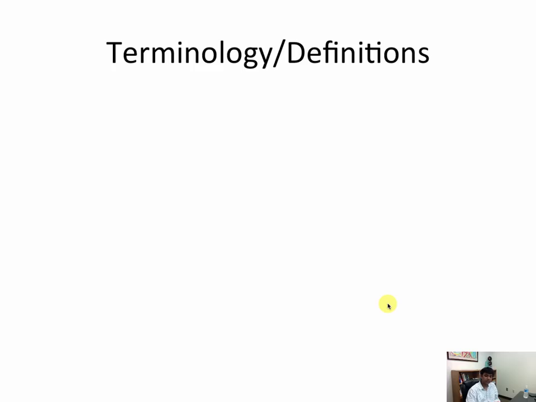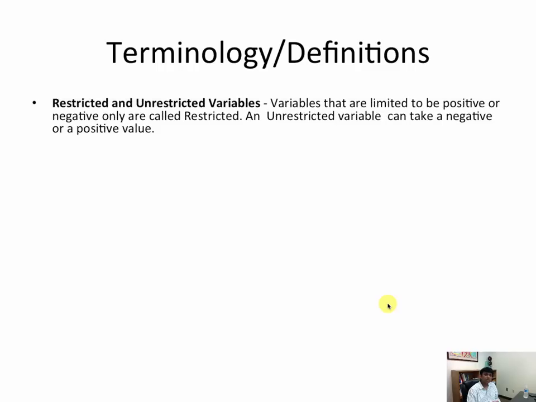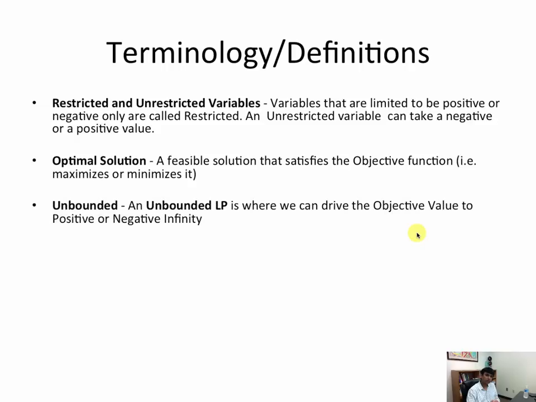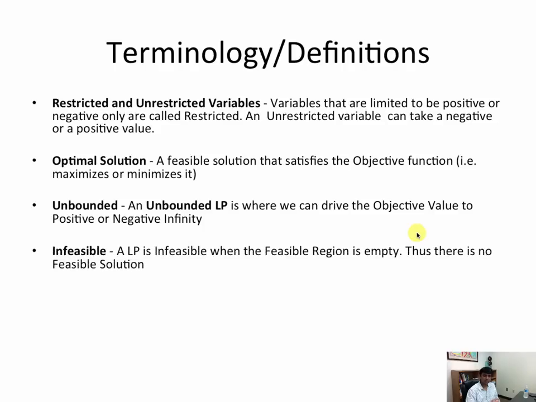Final terminology and definitions. What are restricted and unrestricted variables? Basically, variables that are limited to be positive or negative only are called restricted. That means they vary on only one side of the number line. The unrestricted variable can take any value on both sides of 0 on a number line. An optimal solution is a feasible solution that satisfies the objective function. That means it either maximizes or minimizes it. We just saw an unbounded LP, and an unbounded LP is where we can drive the objective value to positive or negative infinity.